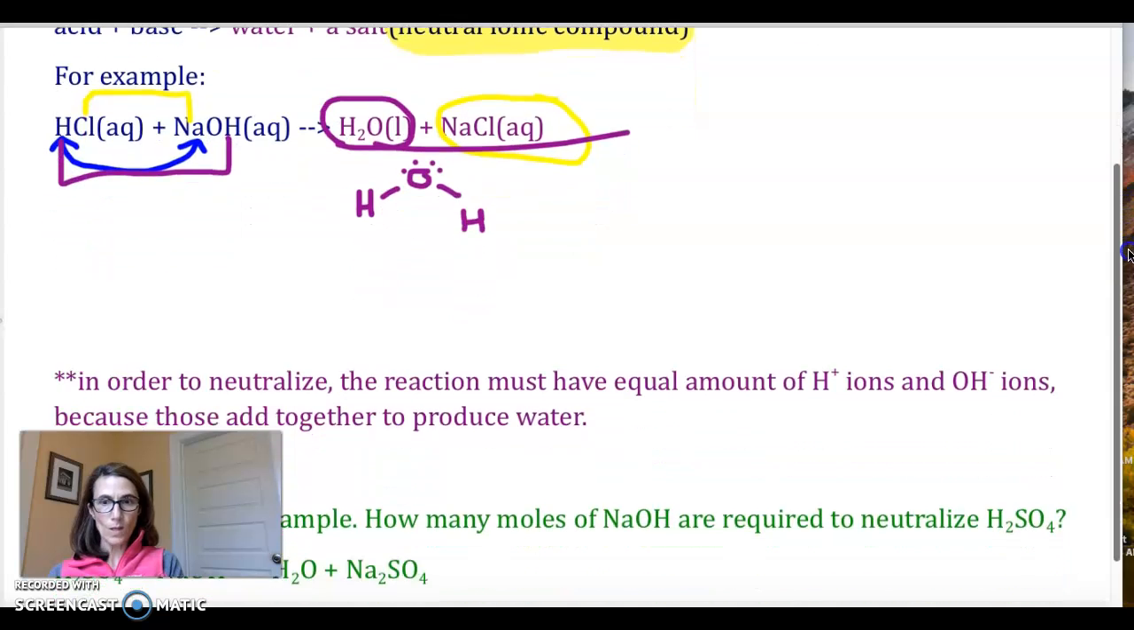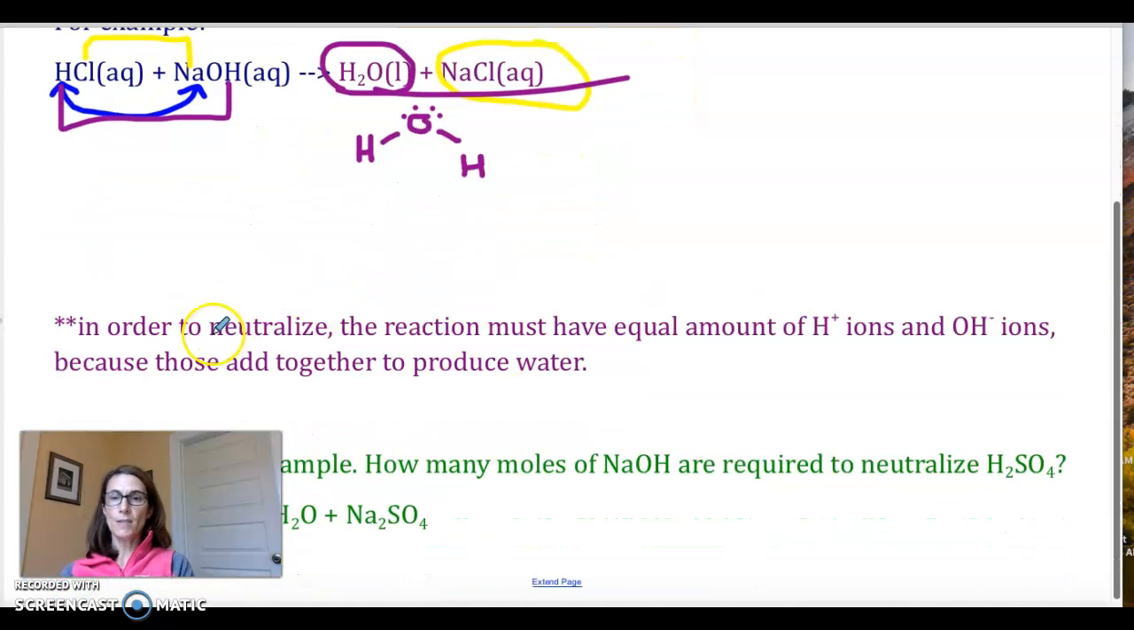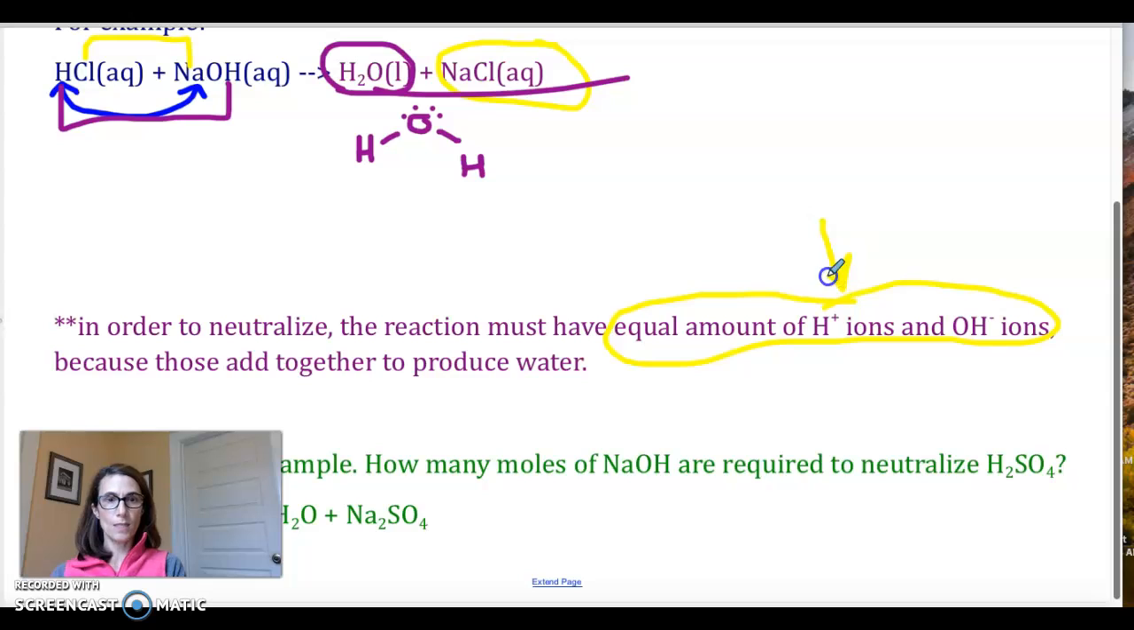Okay, so in order to fully neutralize that solution, the reaction has to have equal amounts of H plus and OH minus ions, because those add together to produce water. So this is what's needed for neutralization to occur. Equal amounts, and those amounts would be moles. So the moles of H plus and OH minus have to be equal to one another.